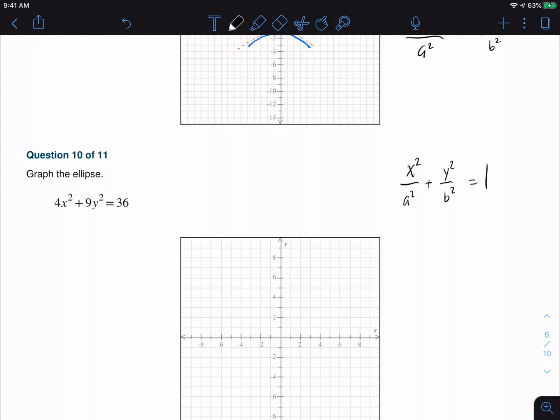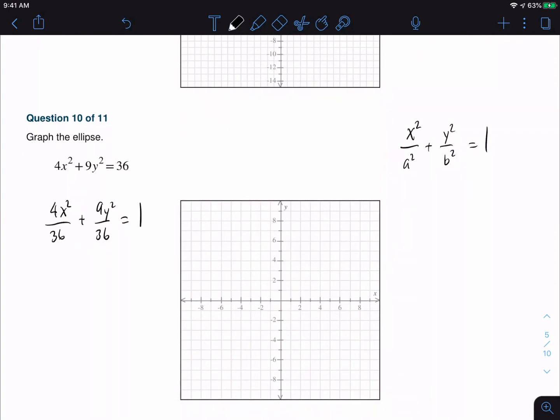So since we want to have that again, what we end up doing is this. Dividing by 36, I'm going to get 4x squared over 36 plus 9y squared over 36, and that's going to be equal to 1. Right? So when I clean that up, I'm going to get x squared over 9 plus y squared over 4 is equal to 1. Since we don't have an h or a k, the center is at 0, 0.